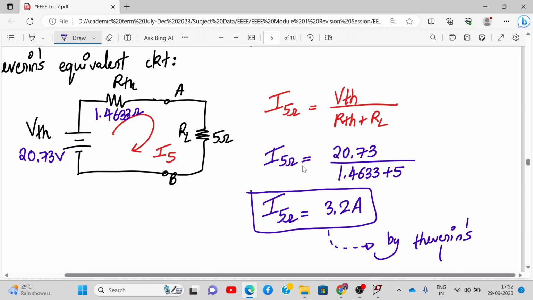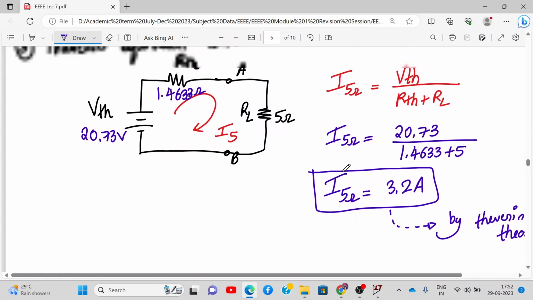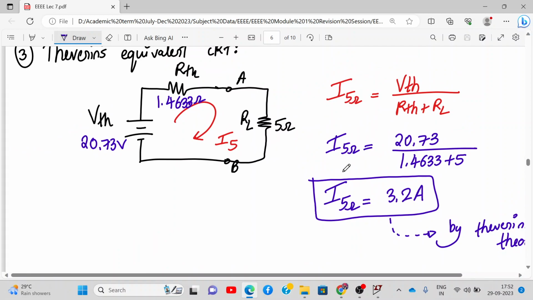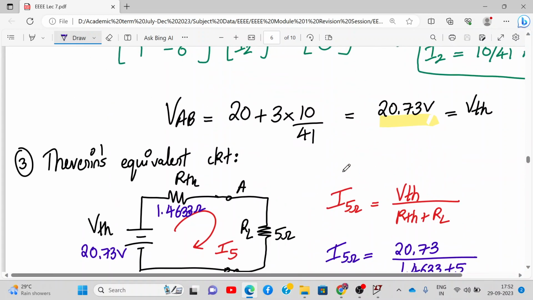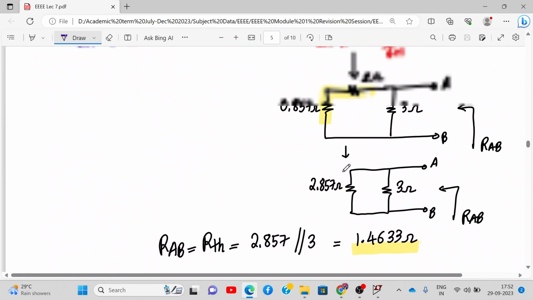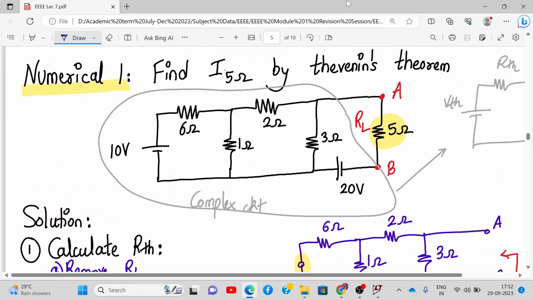Alright, so this is the technique. We have to compulsorily follow this technique to solve Thevenin's theorem whenever there are independent sources in the circuit. Now the next thing is we will verify this in LTspice. So let's do it in LTspice first.